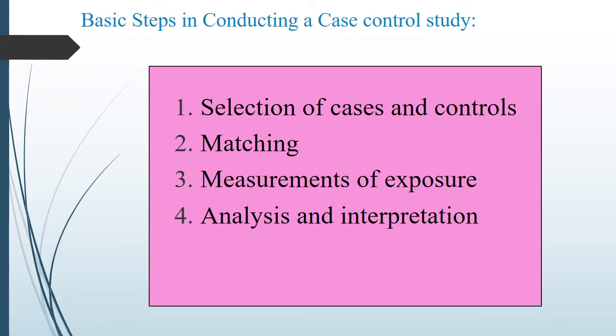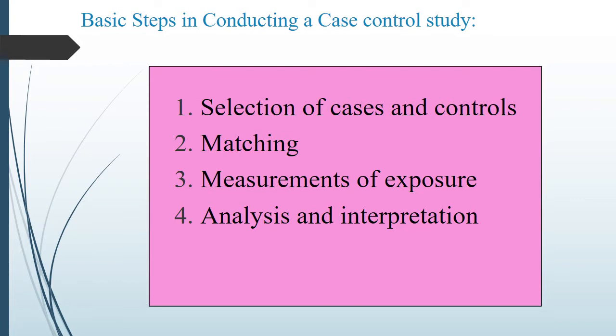For example, if in the case group there are female people, then in the control group also we should have female people. And if in the case group we are selecting under 5 children, then in the control group also we have to select the same kind of under 5 children. So that is matching. The case group and control group should have the same criteria.